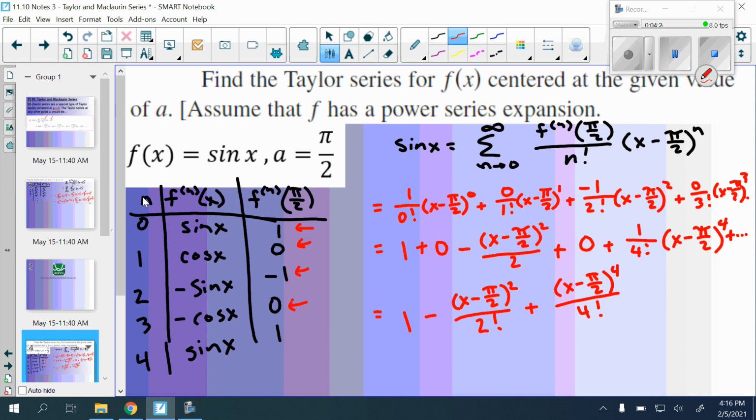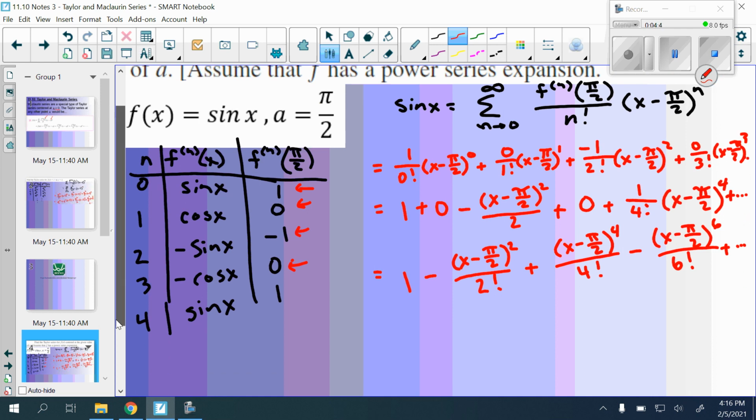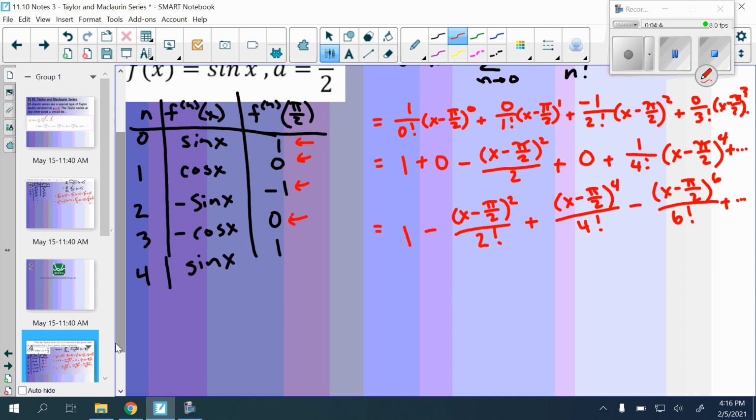And I think if we keep going with that pattern, the next one would be 0. It looks like it's alternating here, so the next one would be x minus pi over 2 to the 6th power over 6 factorial, and keep going alternating. So let's see if we could write this out as a simplified series. What would it be as a simplified series? Can we come up with anything? Well, we can see that it's alternating. It switches between positive and negative terms here.